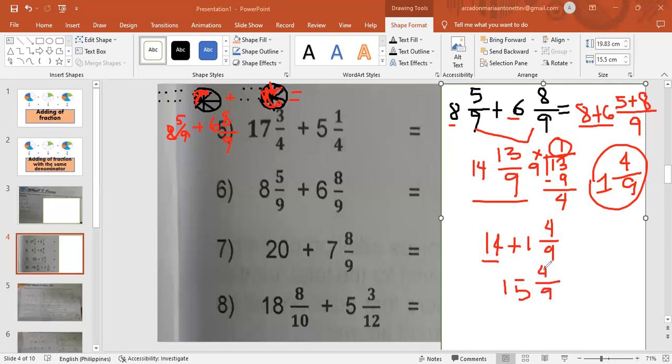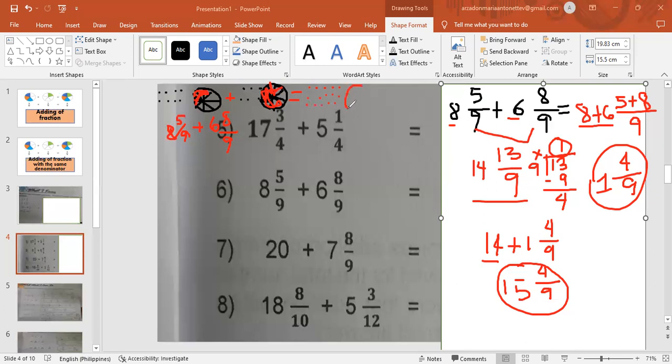So, class, can you still divide 2 to 4? Yes. But how about 9? No. So, that is the final answer. So, let's see. When you combine this 8 and 6, it will become 15. 1, 2, 3, 4, 5, 6, 7, 8, 9, 10, 11, 12, 13, 14, 15.